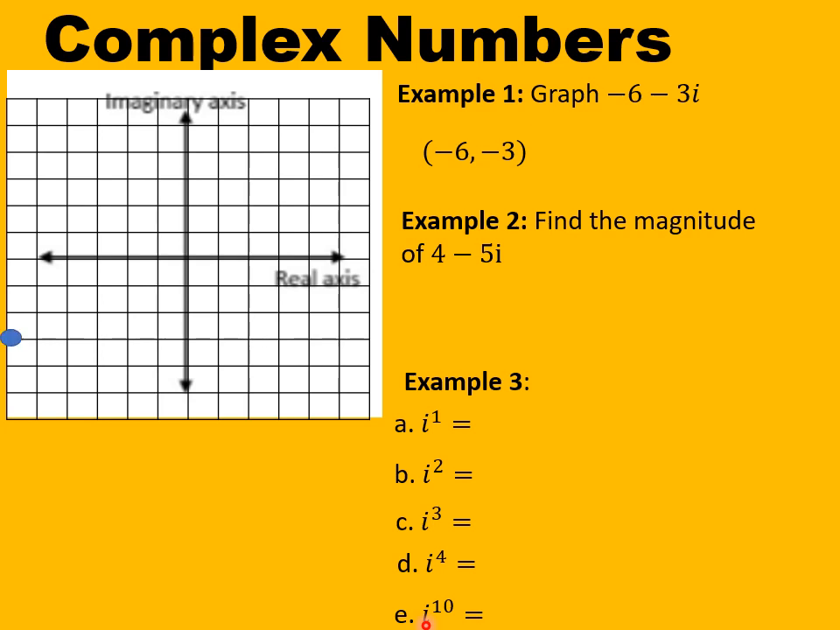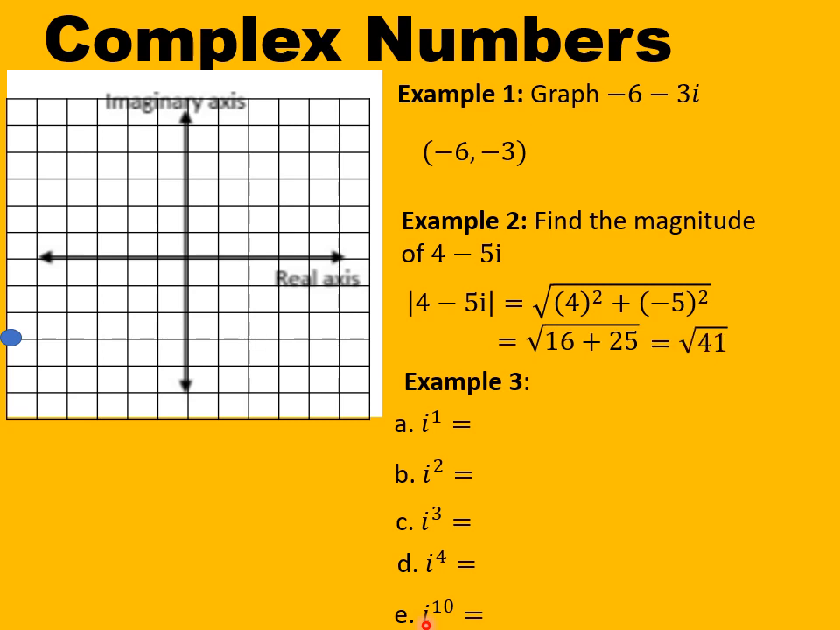Okay. Now magnitude, 4 minus 5i, we're going to take the 4 and square it. We're going to take the -5 and square it. 4 squared is 16, -5 squared is positive 25. Add them together, that gets you 41. So the magnitude of the number 4 minus 5i is square root of 41. So its distance from the origin to that point is the square root of 41.